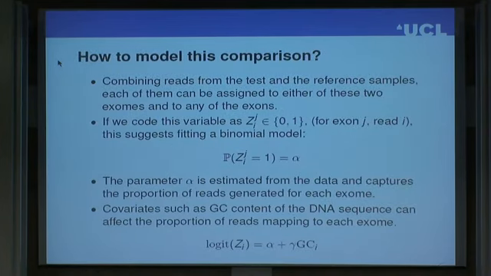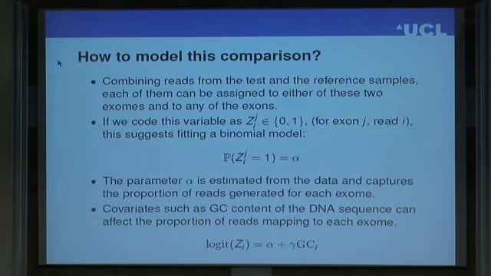So how do we model this comparison? We combine the reads. We have a test and a reference sample. The test is the one you want to call your disease. You think there is a disease for the test sample, and you have a reference sample. And reads can be assigned to either of the two.